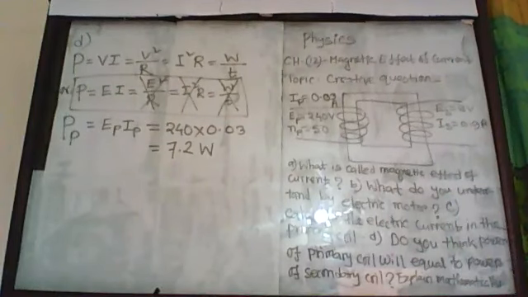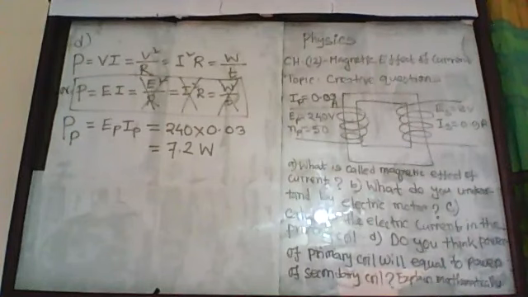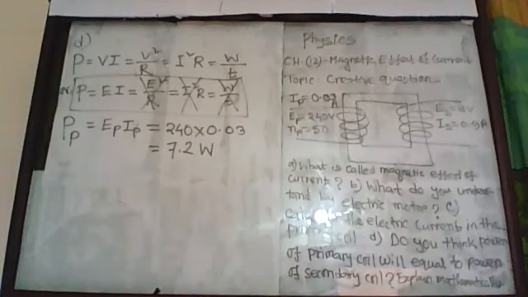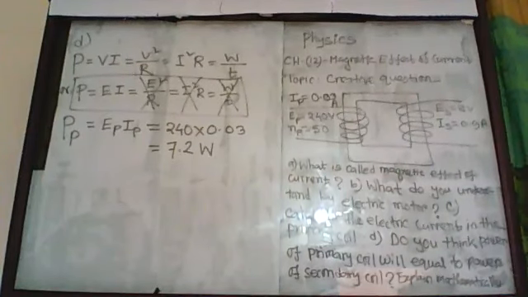I repeat, why do I use the formula E times I? Because before selecting your formula, at first you need to find out your available information. Your available information is the current and the electromotive force. So by using current and electromotive force, the electrical power for the primary coil will equal E_P times I_P, and this must be equal to 7.2 watt.